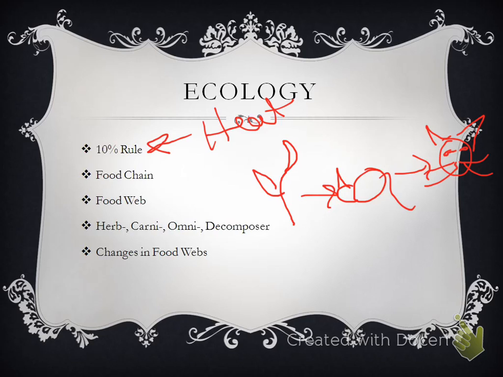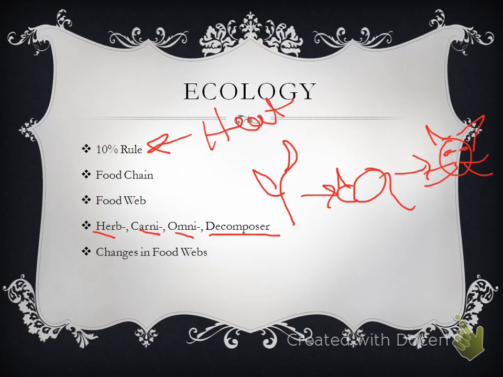The only difference between a food chain and a food web is that a web adds to it. So if you have several food chains, together they become a food web. Remember these prefixes. Herb means plant, carne means meat, and omni means all around. So herbivores eat plants, carnivores eat meat, and omnivores eat both plants and meat, or animals. And a decomposer, or detritivore, then breaks down all of those.